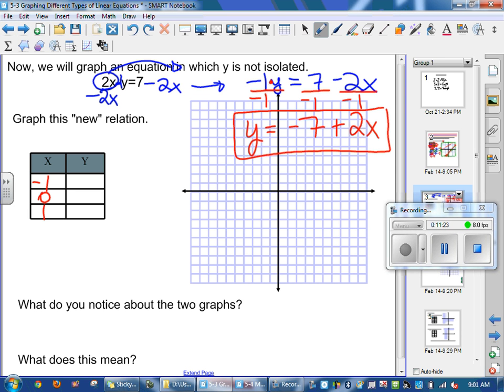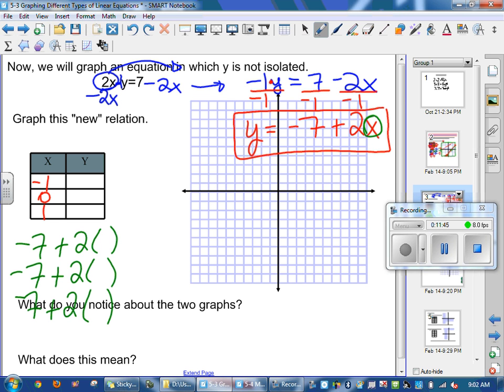Alright, so we did the exact same thing we did last time. We take our equation and we write it out, substituting our numbers for x. So now I'm going to have negative 7 adding 2 times the number. Negative 7 adding 2 times the number. Alright, now I'm going to put my x numbers in there. Negative 1, 0, and 1.